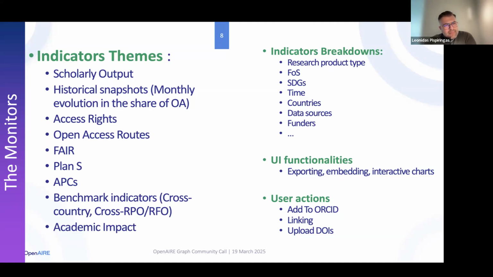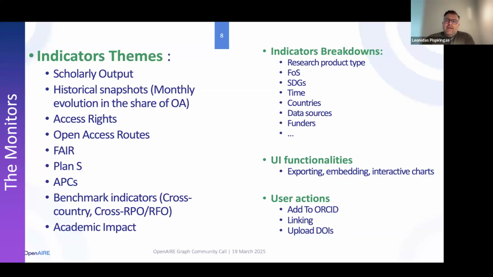OpenAIRE graph. We have themes about the access rights, the open access routes, the gold, hybrid, bronze, and also some categories that have been particularly requested from the project, such as repository-oriented or publisher-oriented open access. We will see them in the walkthrough. We have indicators regarding fairness, plan S indicators, also APCs, benchmark indicators for the cross-country metrics for the national monitor and the cross RPO and RFO sections, respectively, and the academic impact regarding the citations and the downloads.